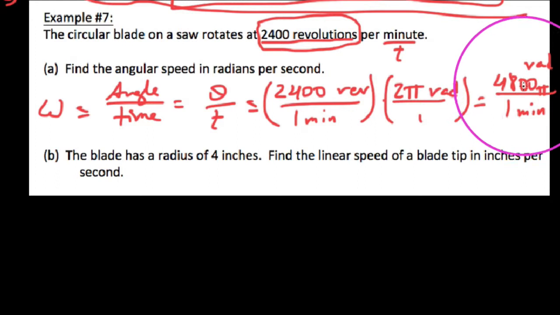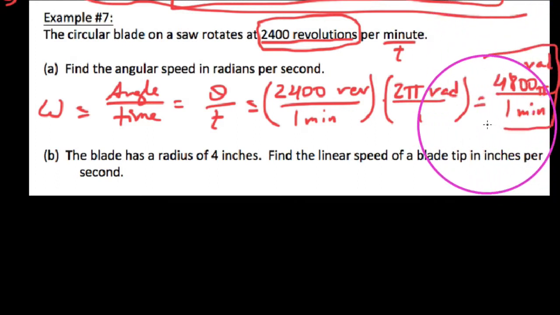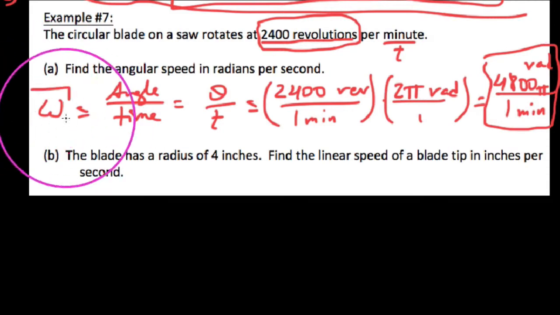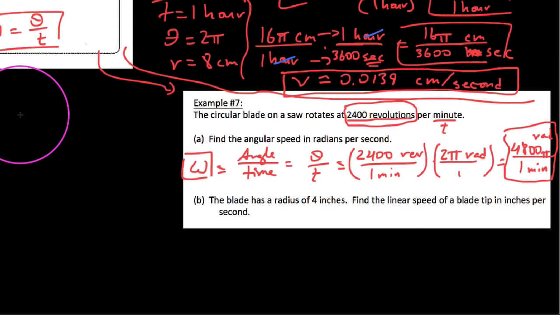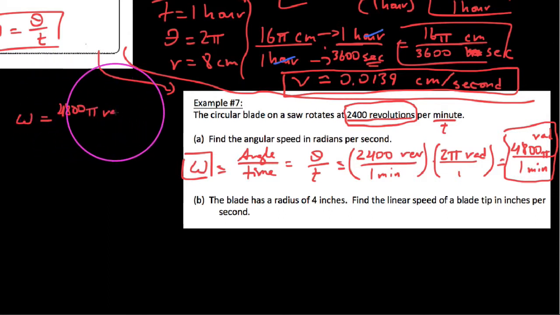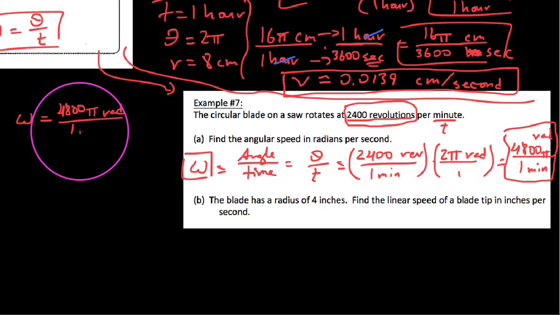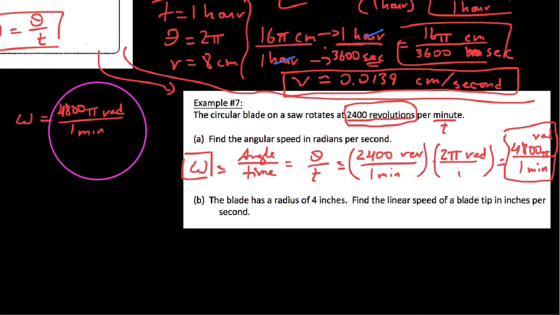But now we know how many radians per minute we're going. So congratulations. Let's put a box around this. We just found the angular velocity. I'll carry this over here. We say angular velocity is 4800 pi radians every single minute. Now the downside to this is we were not asked how many radians we went in a minute. We were asked how many it went per second.